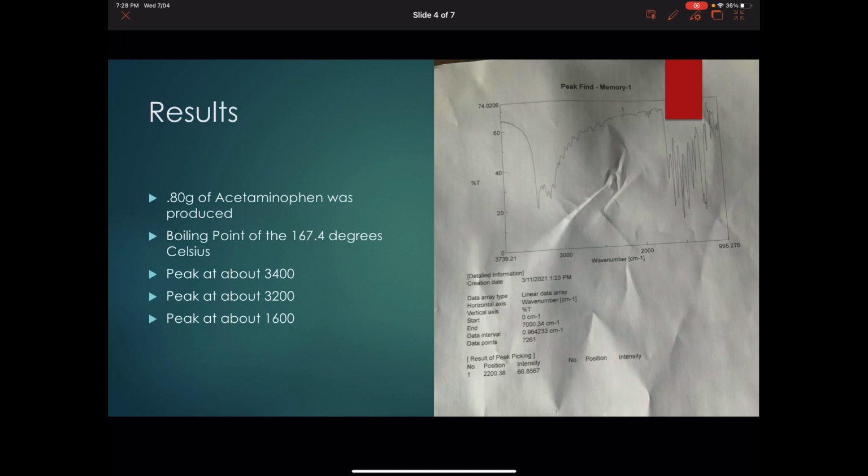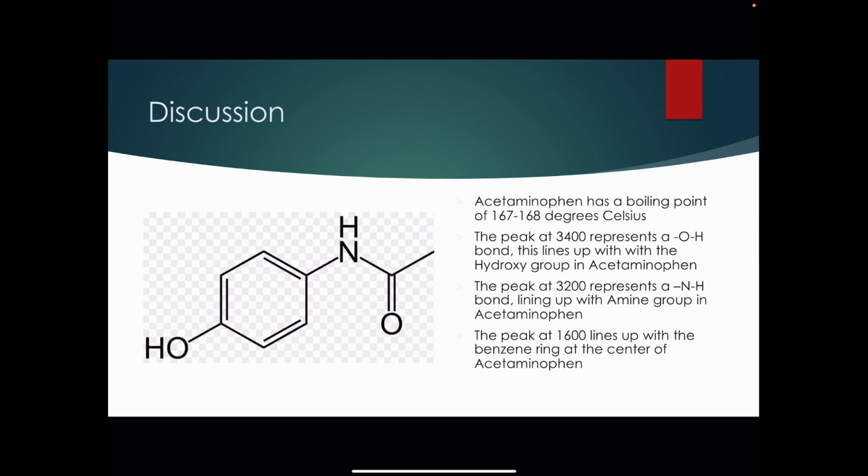The boiling point of the acetaminophen I got was 167.4 degrees Celsius, and for the IR spectroscopy, there's a peak at about 3400, 3200, and 1600. And you can see that in the photo. On the left-hand side of the screen, you can see the chemical structure of acetaminophen. And on the right, acetaminophen is known to have a boiling point of 167 to 168 degrees Celsius, which lines up with what I got.